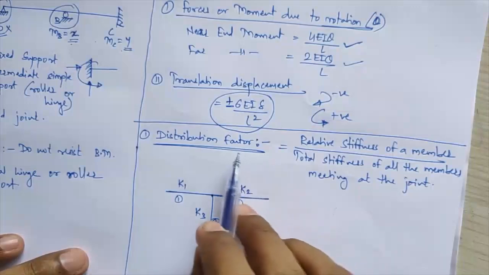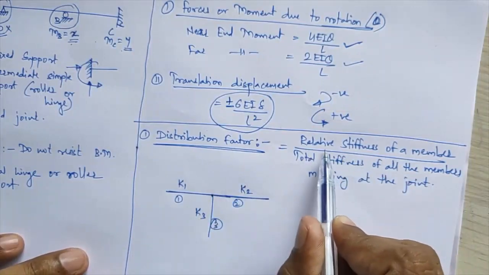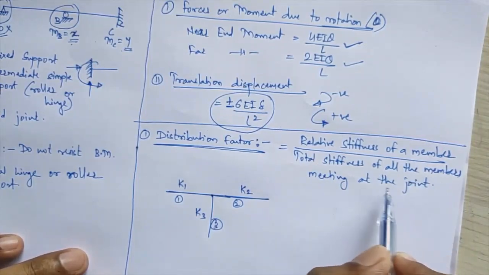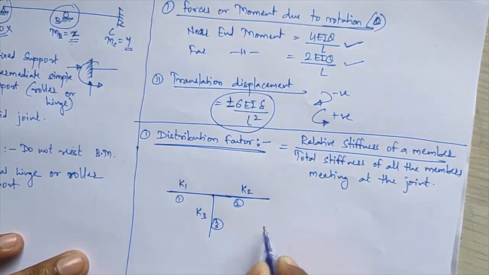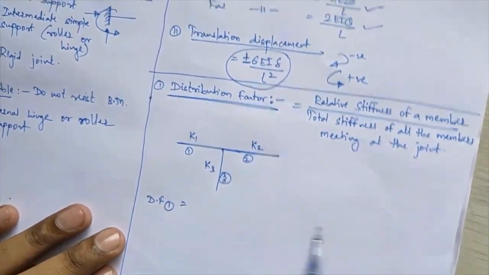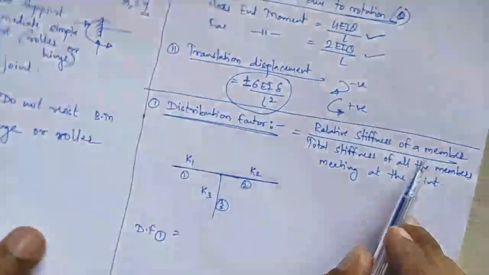Distribution factor for a member is equal to the relative stiffness of a member to the total stiffness of all the members meeting at a joint. That means if I have to calculate the distribution factor for my first member, that is DF1, it comes equal to what? The relative stiffness of a member.